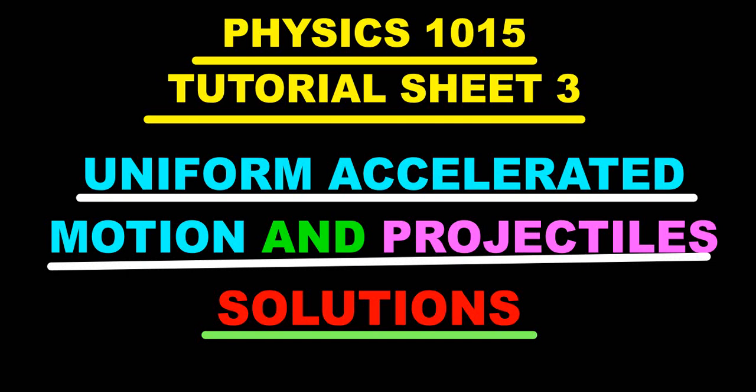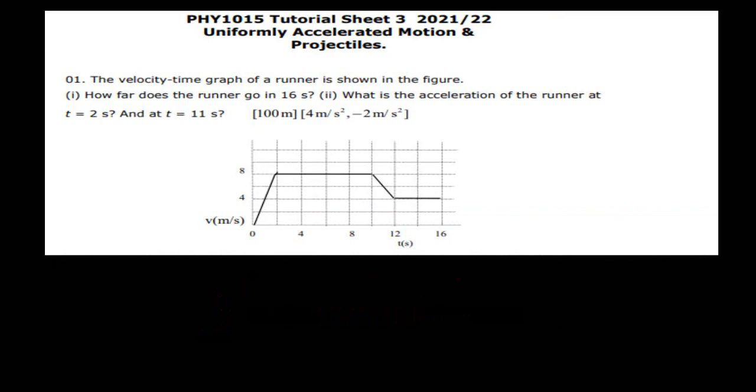Let's solve the tutorial sheet on uniform accelerated motion and the projectiles. Without wasting much of the time, let's start with the first one, which says the velocity time graph of a runner is shown in the figure below. How far does the runner go in 16 seconds?